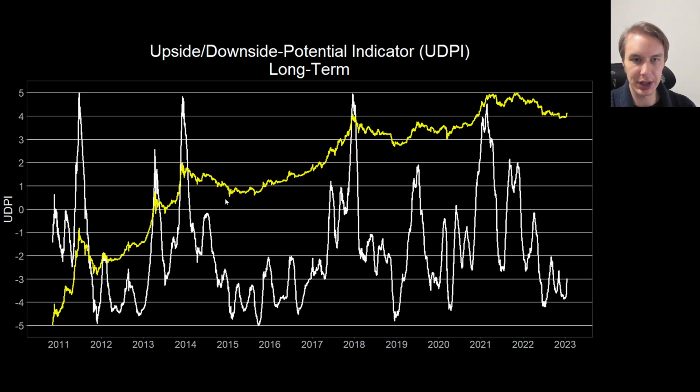And so that's where this has kind of been my base case. Now, you can look at this and say we've already done some of that work, right? We've already been kind of chopping sideways for a while. But I think it's reasonable to think that more of that could come. And so even in a scenario like that, you are likely to see volatility. You are likely to see these moves.